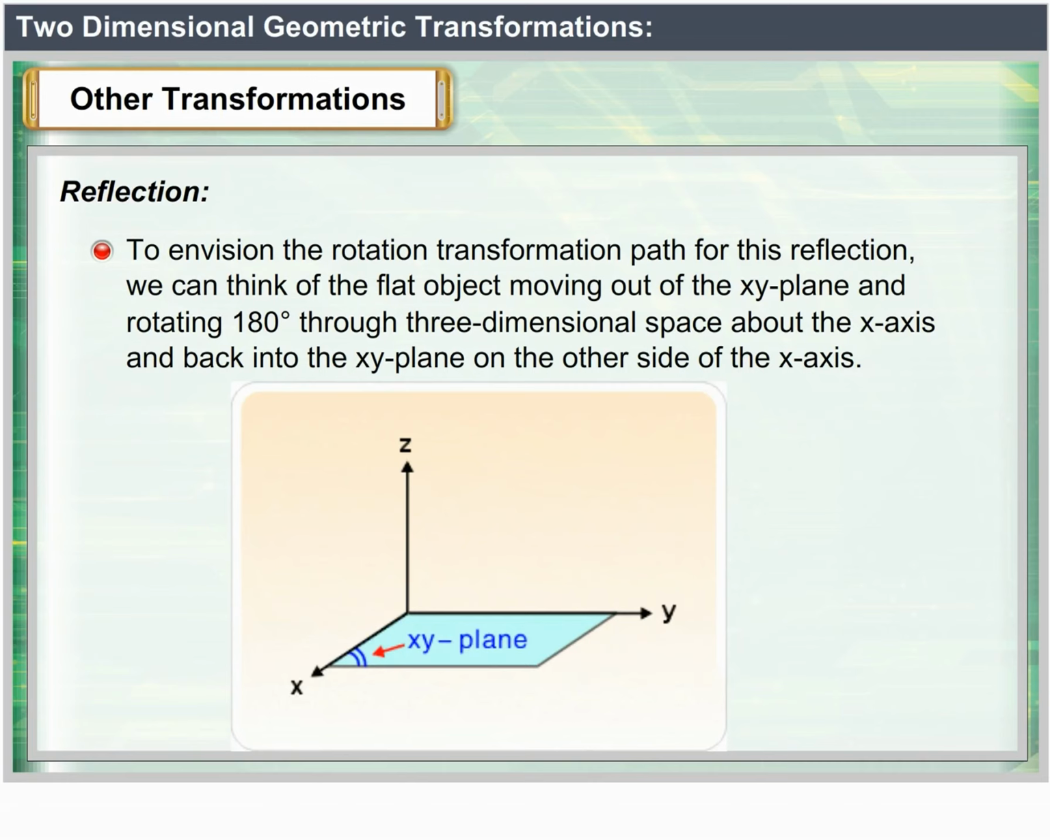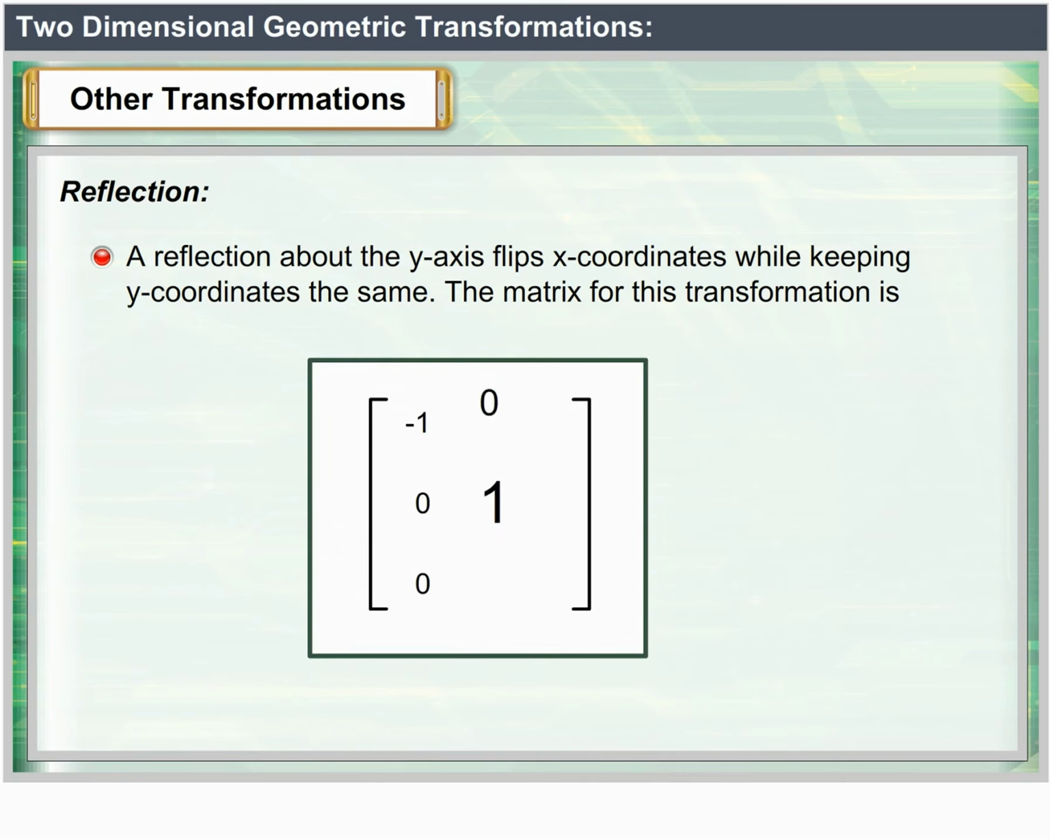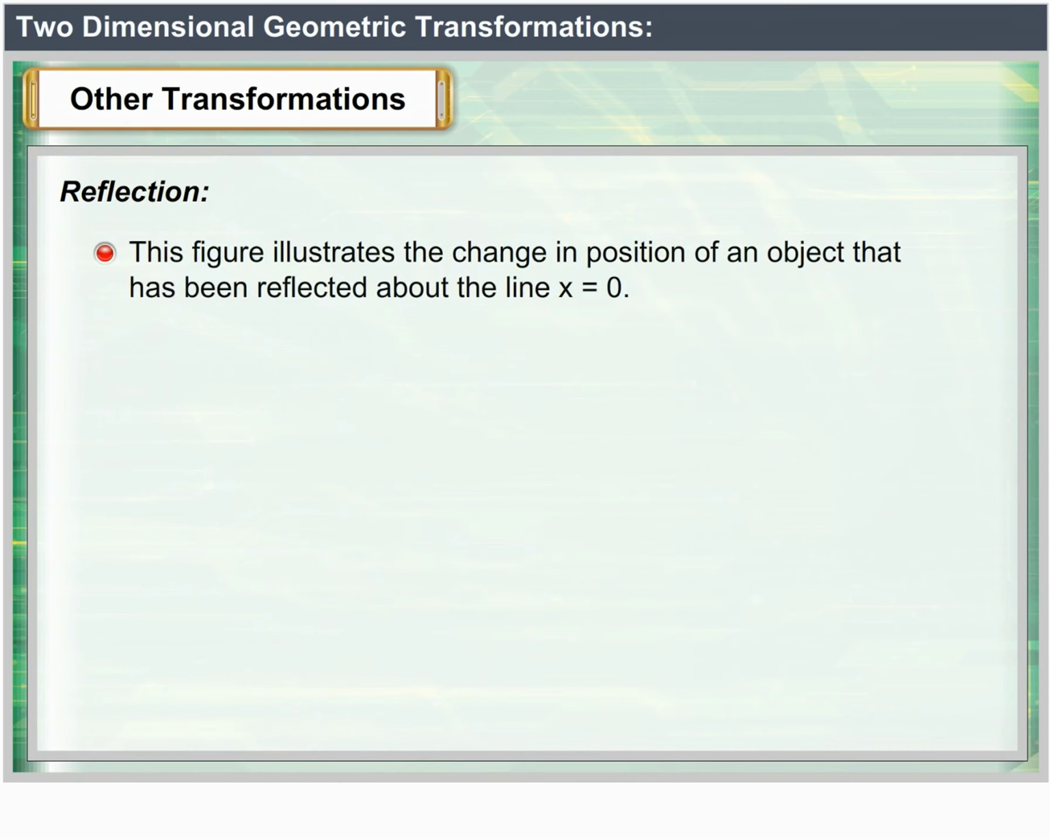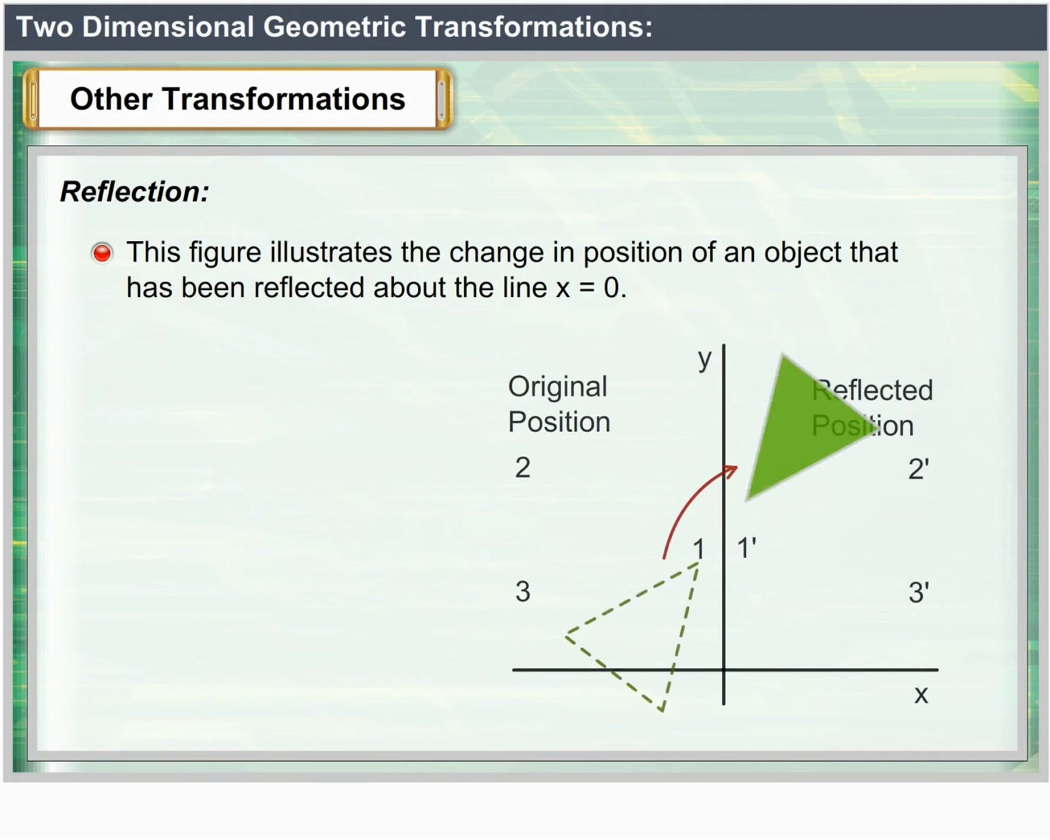A reflection about the y-axis flips x-coordinates while keeping y-coordinates the same. The matrix for this transformation is as shown on the screen. This figure illustrates the change in position of an object that has been reflected about the line x equals 0. This figure shows a reflection of an object about the y-axis. The equivalent rotation in this case is 180 degrees through three-dimensional space about the y-axis.